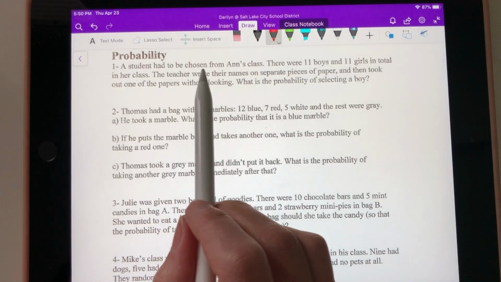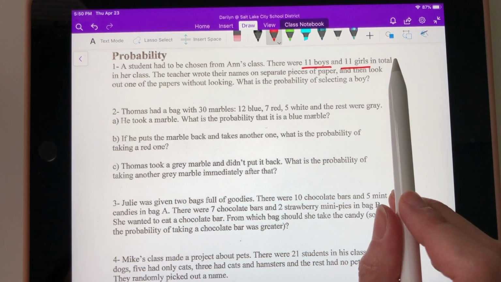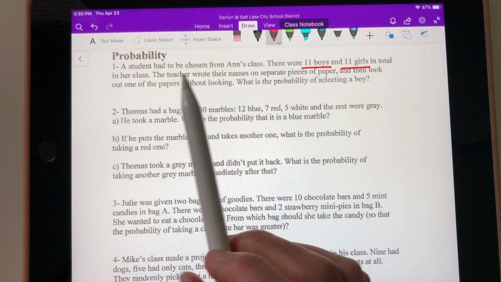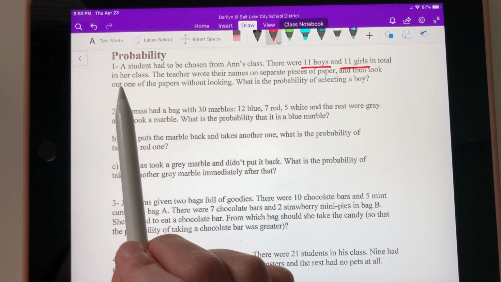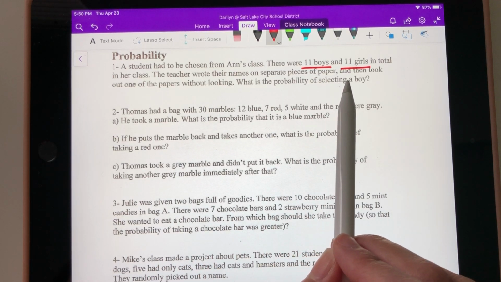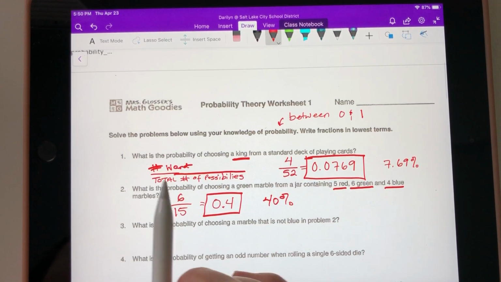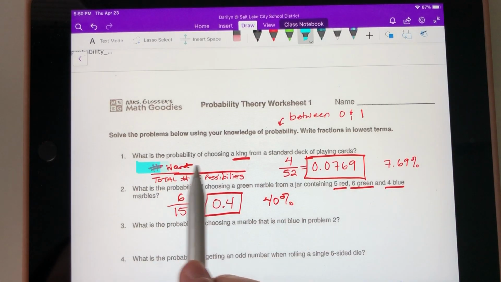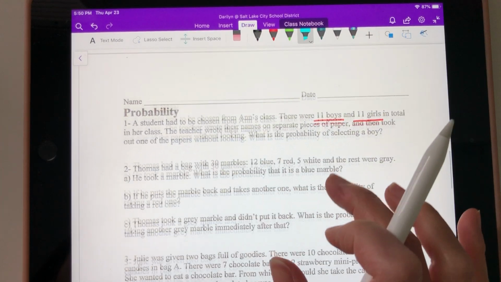So a student had to be chosen from Anne's class. There were 11 boys and 11 girls in total in her class. The teacher wrote their names on separate pieces of paper and then took out one of the papers without looking. What is the probability of selecting a boy? So same thing that we did before. These questions are just a little more wordy, right? The number of what we want divided by the number of possibilities.